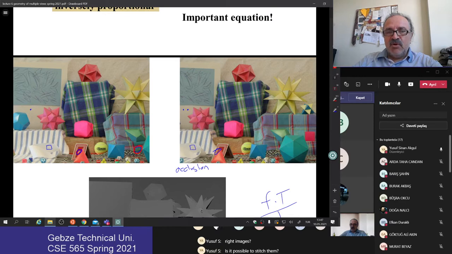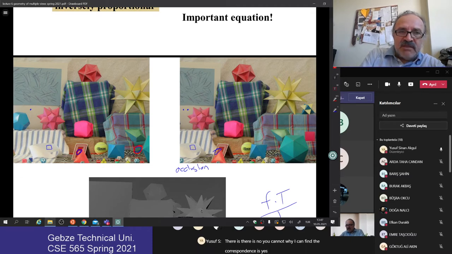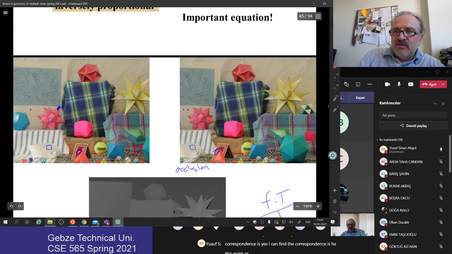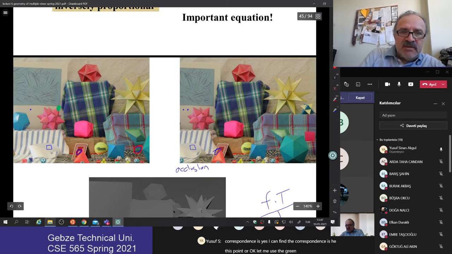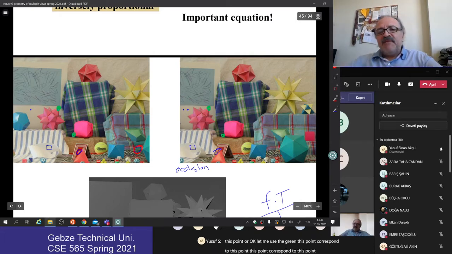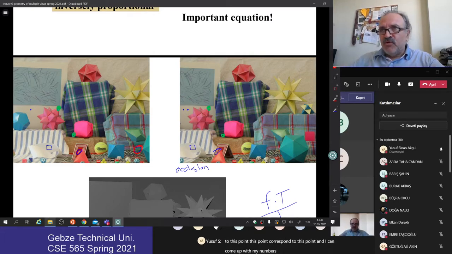The answer is no, you cannot. Why? I can find the correspondences. Yes, I can find the correspondences. This point, okay, let me use the green. This point corresponds to this point corresponds to this point, and I can come up with 9 numbers, and that's good for a homography, but there is no homography between this image and this image. Why? Because there is no planar relationship between them.